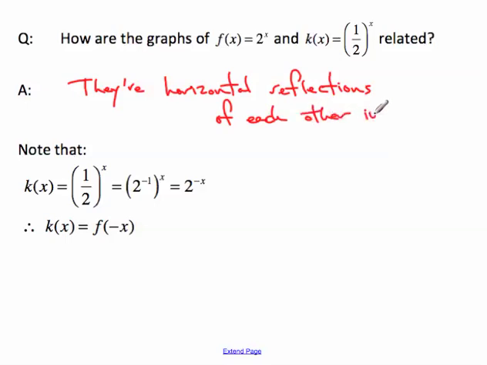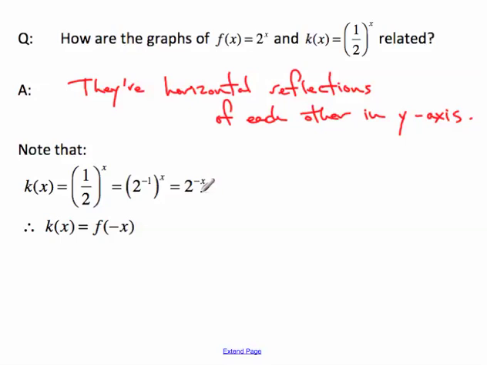So if k of x is equal to a half to the power of x down here, we could rewrite a half as 2 to the power of -1. So a half to the power of x becomes 2 to the -1 to the x, and by our exponent rules, when you raise a power to a power, you multiply them. So that becomes 2 to the power of -x, because -1 times x is -x. So k of x, which is a half to the power of x, can be rewritten as 2 to the power of -x.